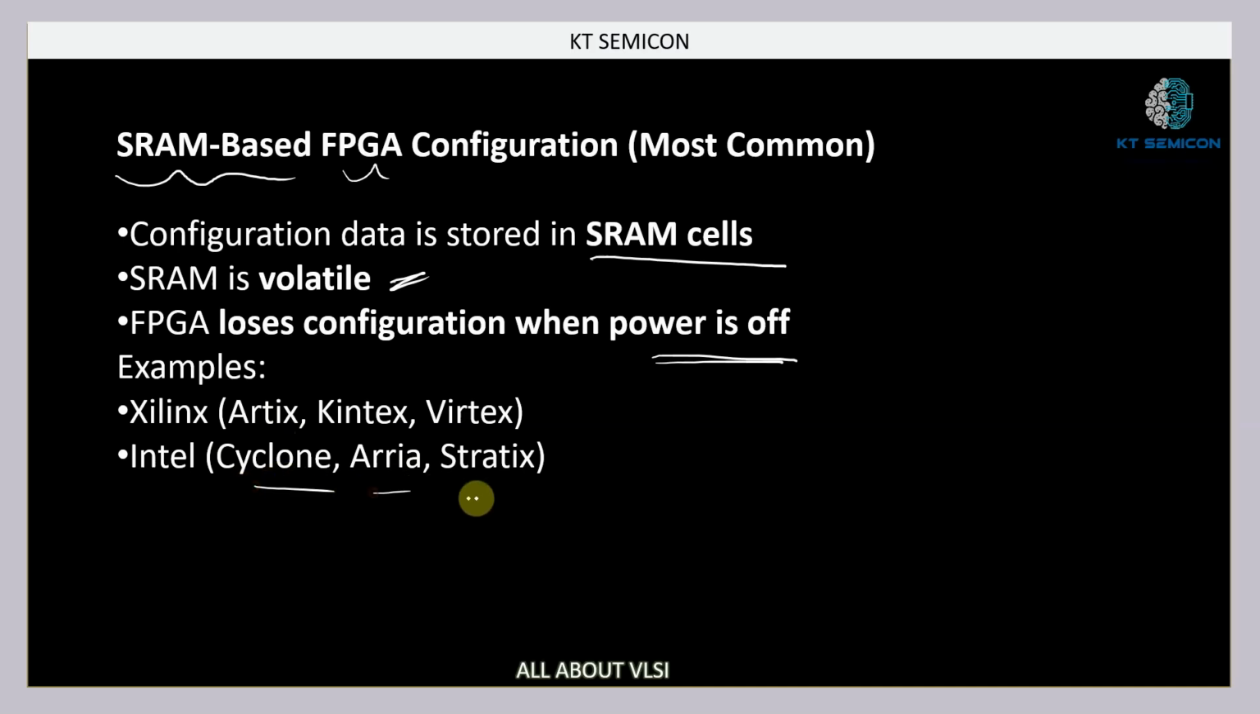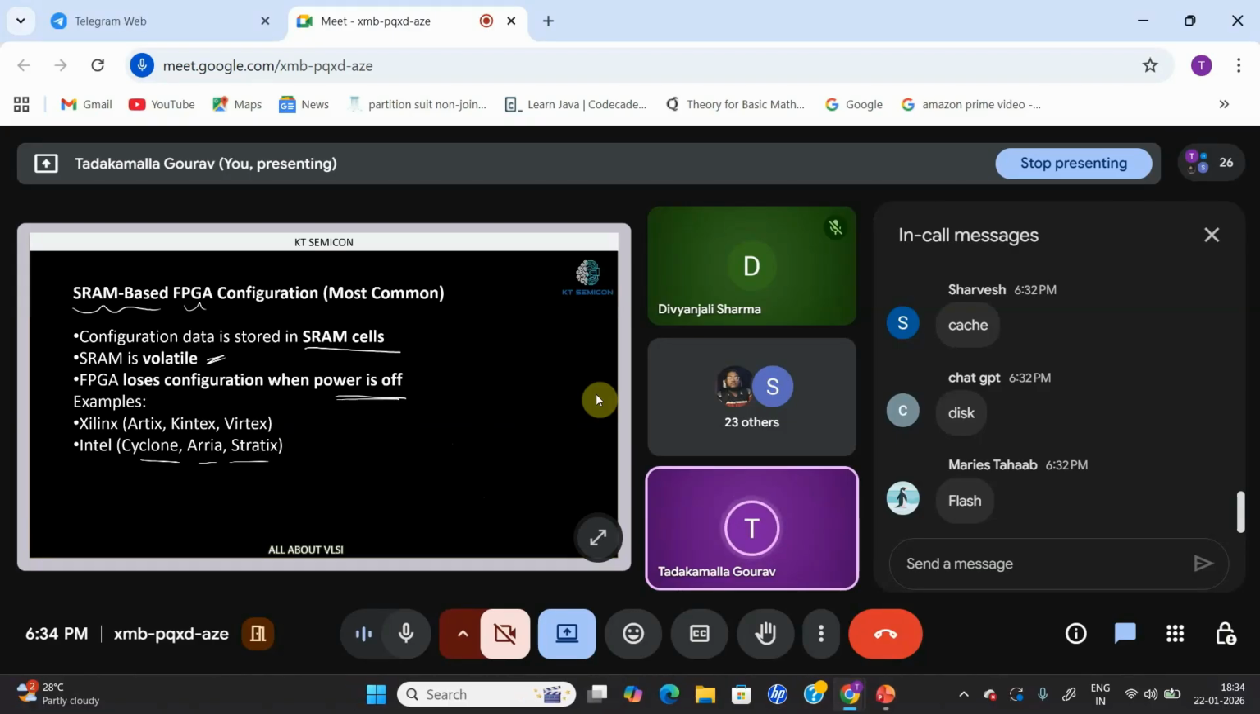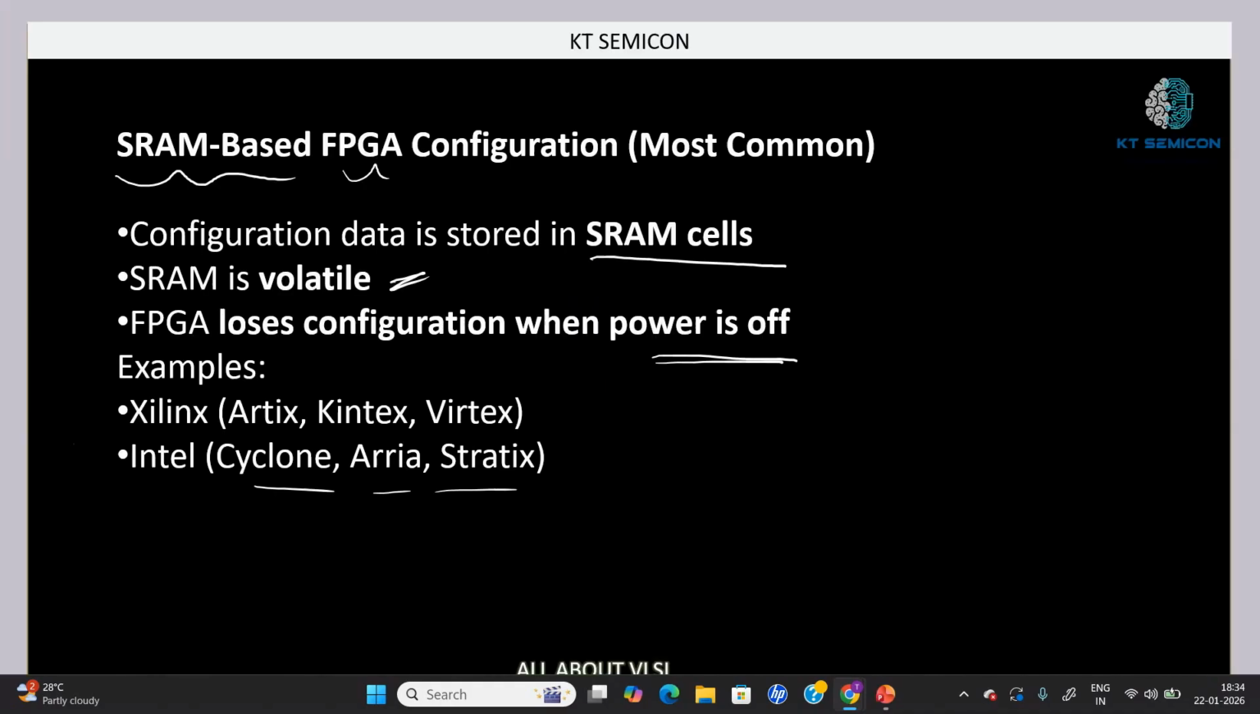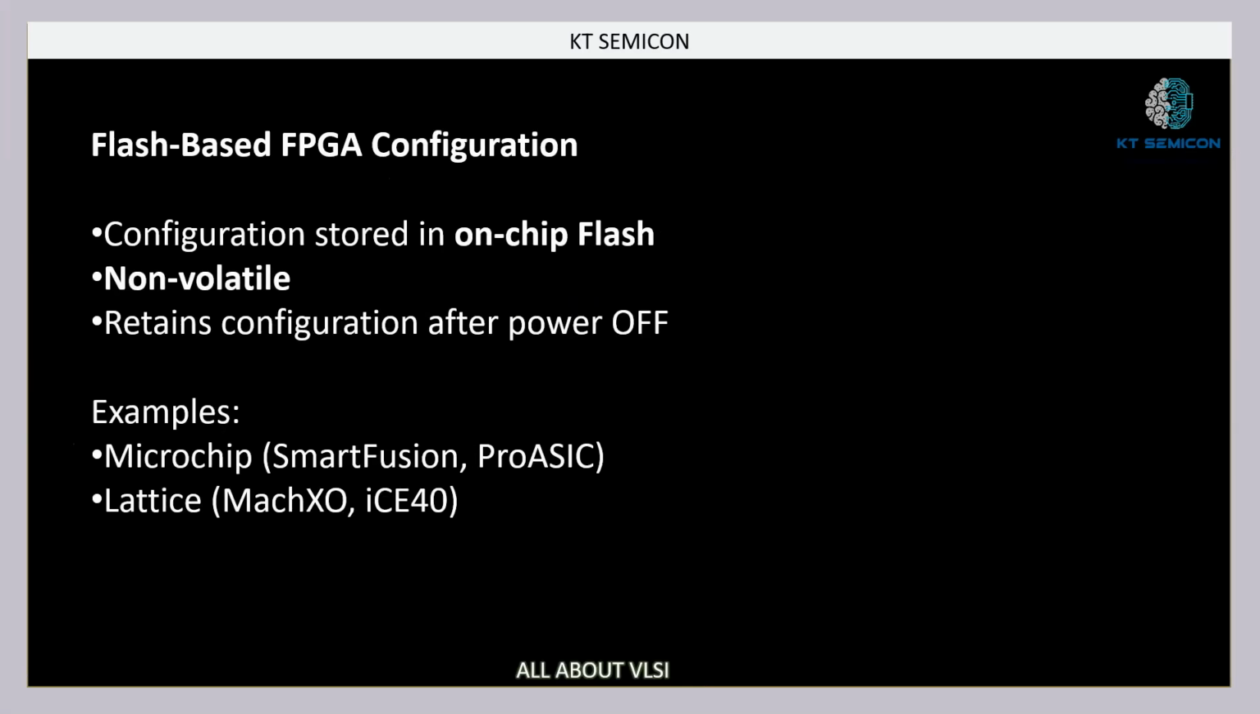Examples are Xilinx Artix, Kintex and Virtex, and from Intel you have Cyclone and Stratix. It also depends on more specifications, so you need to search and first of all check the specifications. These are the companies that offer SRAM-based FPGAs, right? And these are basically used for testing purposes or just lab purposes, so they cannot be used in real-time applications. If you use them, whatever configuration you have loaded will be removed immediately when you remove the power, right? You cannot simply rely on this alone.